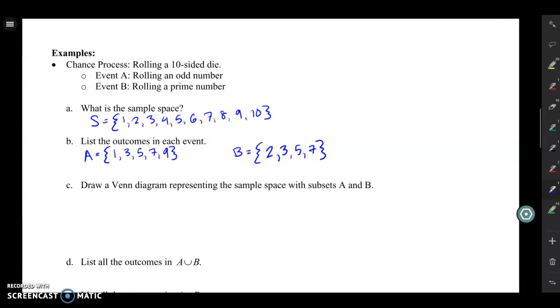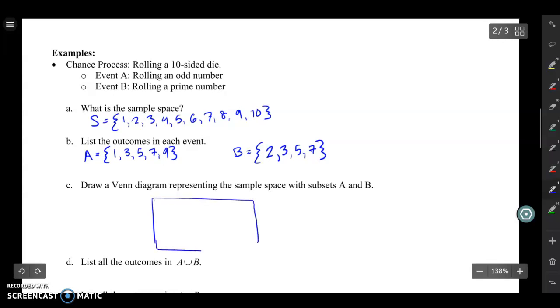Okay, so I have 2 events, A and B, and they're based on that sample space that I have. So now what I want to do is draw a Venn diagram that represents the sample space with subsets A and B. I'm just going to draw the rough outline of a Venn diagram, and then we'll figure out what goes where. Okay, so just go through each number one at a time.